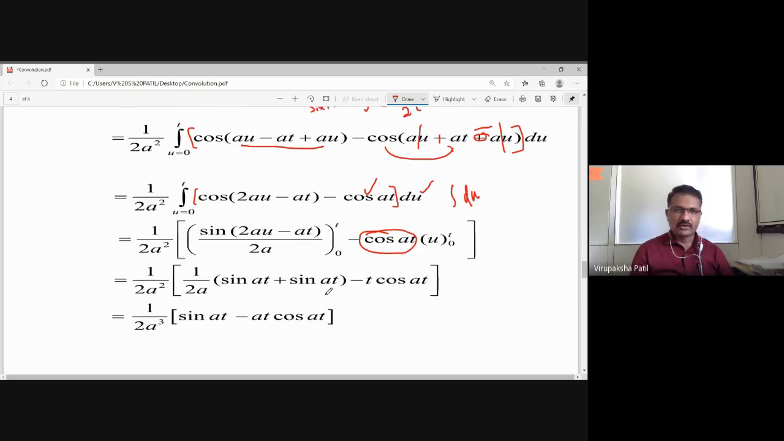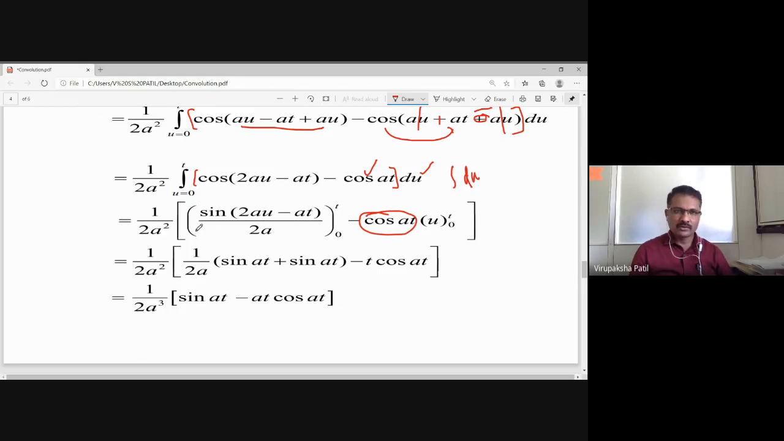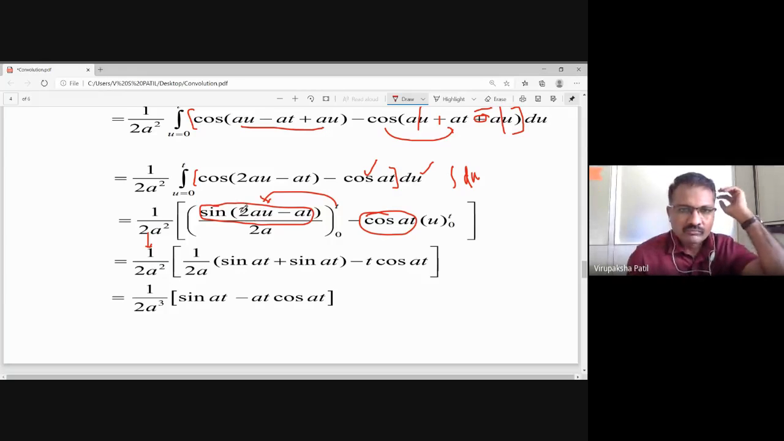Now we will start putting the limits. So here 1 by 2a I will take outside; keep this 1 divided by 2a as it is, don't forget. Now in this part, only this part, we will start putting the limit. Wherever μ is there, put t. You will get sine. What will you get there? Sine of 2at minus at, which will become sine at.